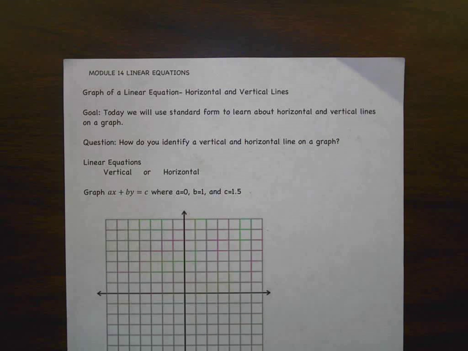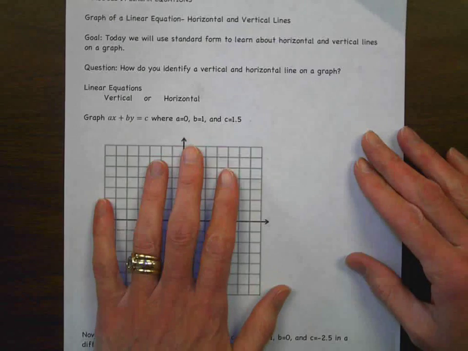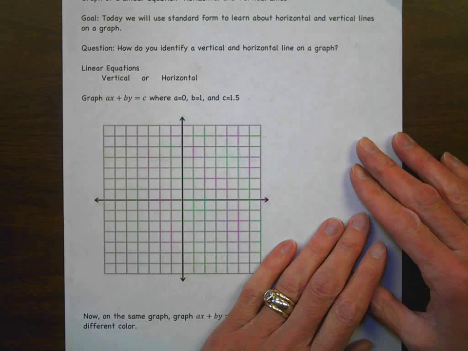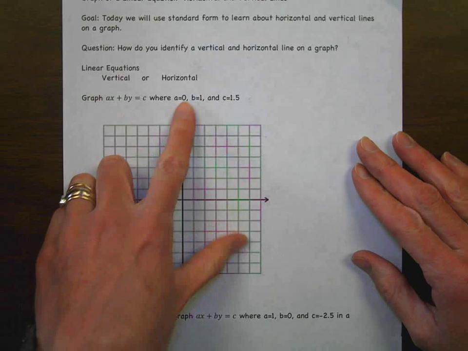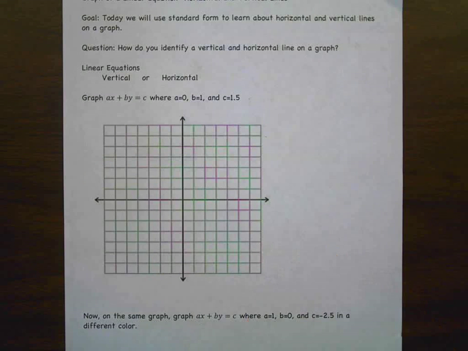We're going to start off by graphing ax plus by equals c, where a equals 0, b equals 1, and c equals 1.5. So what that means is we are going to substitute the values that were given into our equation, and then we're going to graph it. If you remember, you can graph standard form by converting it into y-intercept form, but let's go ahead and put the values in and see what happens first.